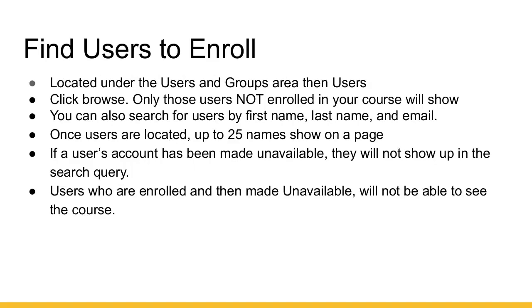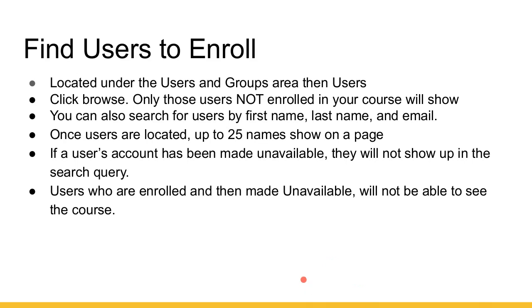Again, this is talking about finding users to enroll. When you go to the user page in your course under groups and users, you can locate who you want to enroll by clicking browse. And you kind of put them in a little timeout until they do what they're supposed to, for that unavailability.